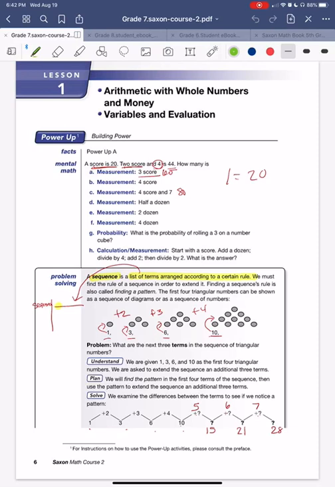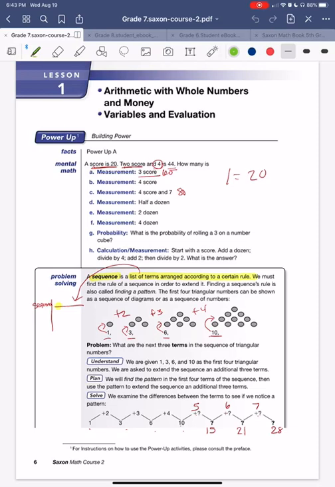This lesson, the title is Arithmetic with Whole Numbers and Money and Variables and Evaluation. In this lesson, you had four main objectives. The very first one is you should be able to distinguish between counting or natural numbers and whole numbers. Second objective, identify four fundamental operations of arithmetic and their application and problems. Third objective, express dollars and cents correctly. And the fourth objective was to evaluate an expression with variables when the variables are assigned specific values.